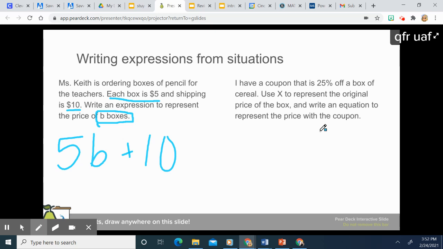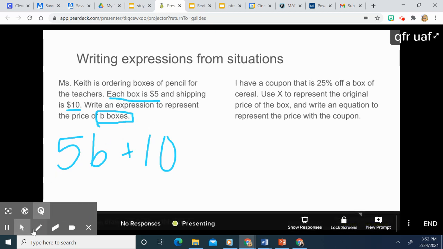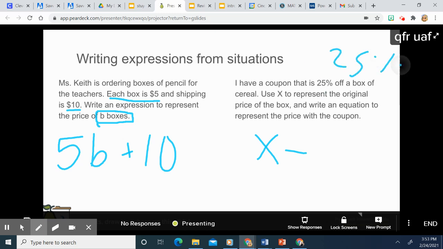All right, let's see how you did. I have a coupon that is 25% off a box of cereal. Use X to represent the original price of the box and write an equation to represent the price of the coupon. So I'm going to use X to represent the original price. Then I'm taking away what the coupon took off. Well, I need to put this into decimal form. So I get 0.25. So I'm taking off 25% of the original price, which is X.